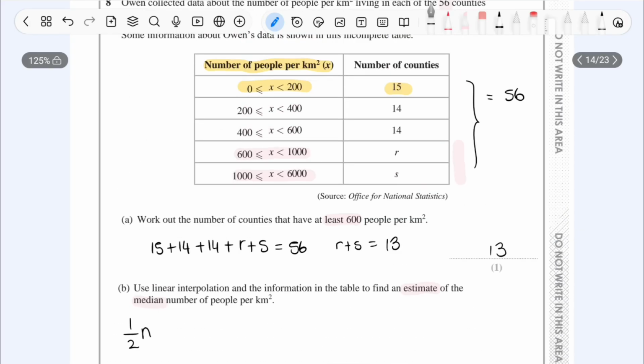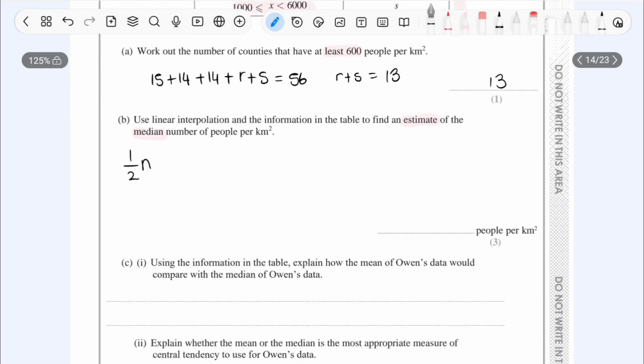So half of n, what is n here? 56, because that's our total. So we can say that half of 56 gives us 28. We want to find the 28th frequency or the 28th value.